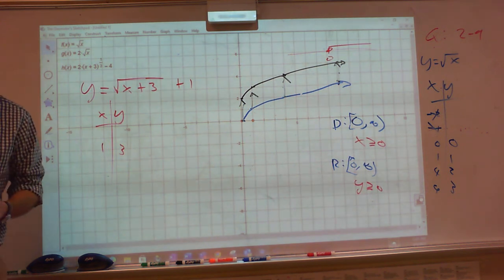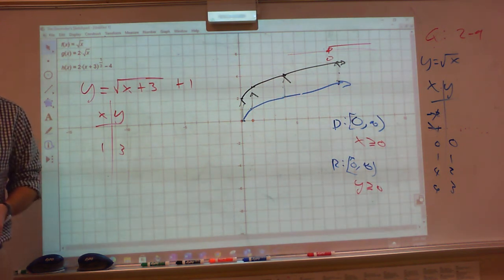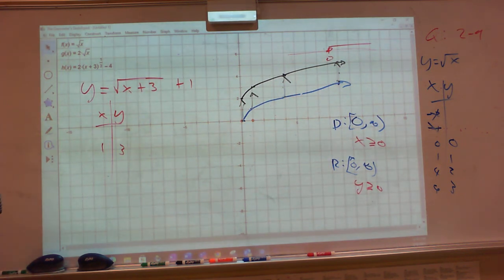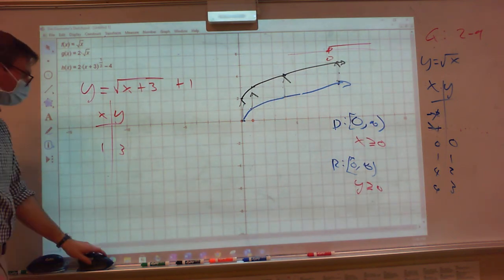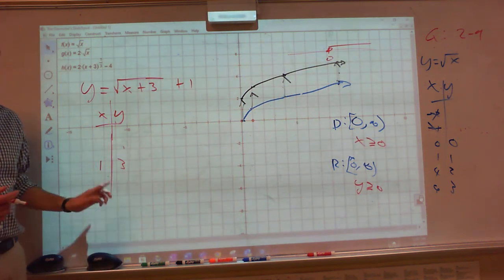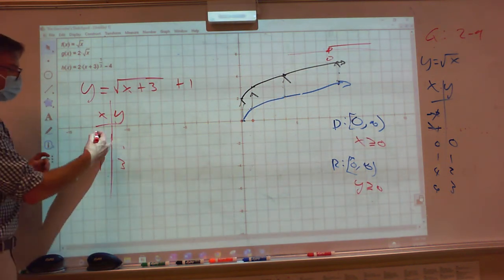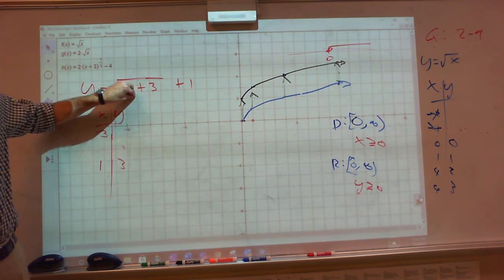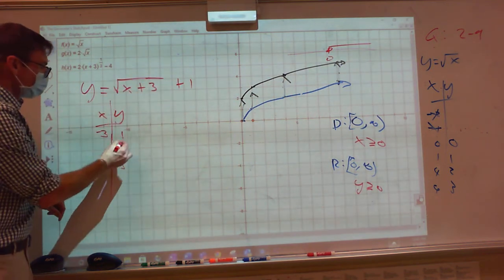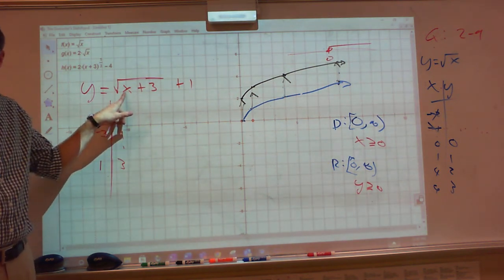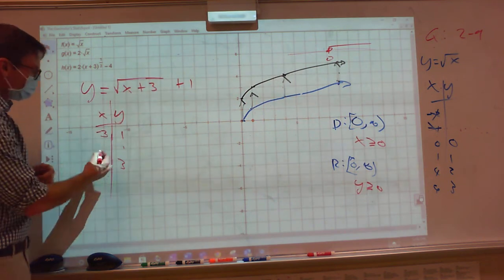Y'all are really not liking negative numbers much, are you? What would be an easy negative number to plug in that would give you a nice answer? -3. -3, right? Is that okay with -3? Because if you plug -3 in, that makes that a 0, right? That makes that a 0 plus 1, which gives you 1. Is there another negative number? -2, right? Because that gives me a 1 plus.